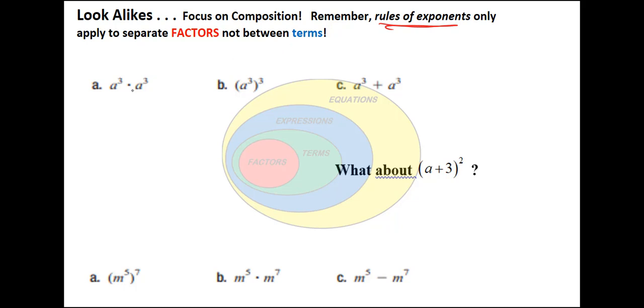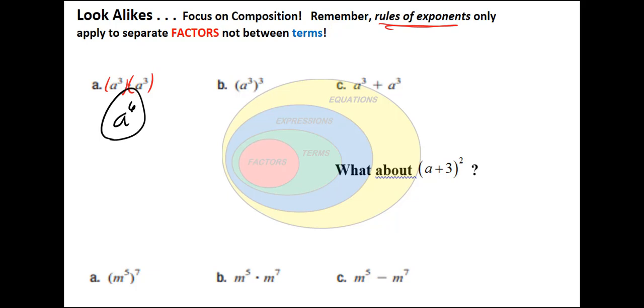So this first problem for a, we have a cubed times a cubed. Well, these are just factors. It is multiplying, so I just use the exponents to add. So it is multiplying common factors, right? So we can just take this, add the exponents. This would be a to the sixth.